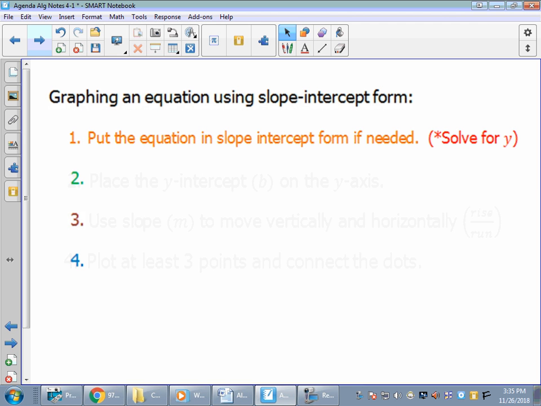So the first thing we're going to do is put the equation in slope-intercept form if needed. If it's already in slope-intercept form, then we don't need to do anything. But remember, we want to get it in this form, y equals mx plus b. So if it's already in that form, then we don't have to do step 1. But if it's not, then we have to rework it to get it in that form.